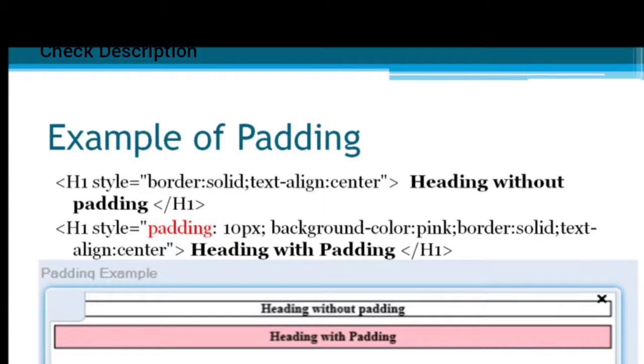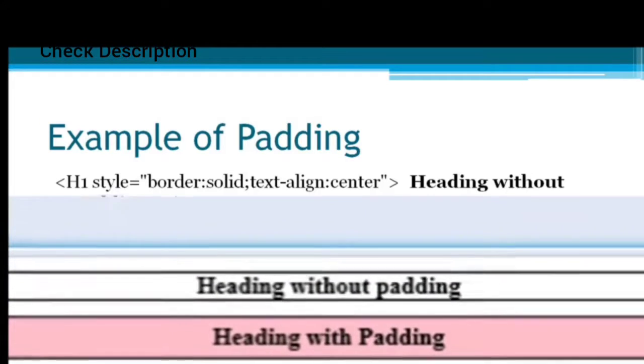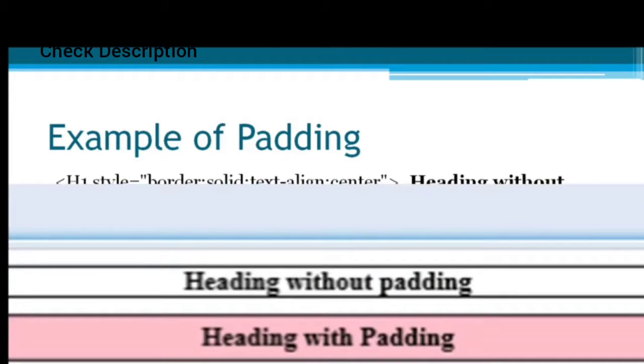Now we'll take one example of padding. What I have done is I have written two H1 tags. One is without padding and the second one is with padding, as we can see here in the example. This is the second H1 tag which is defined with the padding property, and the first one is just a normal H1 heading. So we can see the difference. See, if we give a padding value, then the distance gets increased between these two elements.